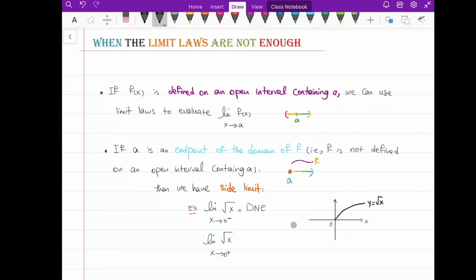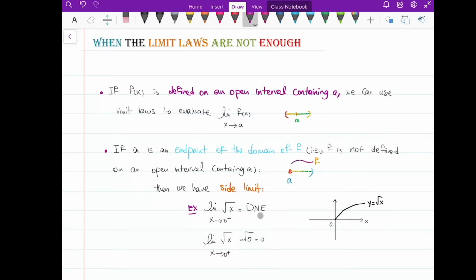Okay, how about the limit on the right-hand side? I can use the graph, and looking at the graph, if x is getting closer to 0, the function is getting closer to 0. And also I can use the limit laws in here, and it's equal to 0, because it would be the square root of 0, which is equal to 0.